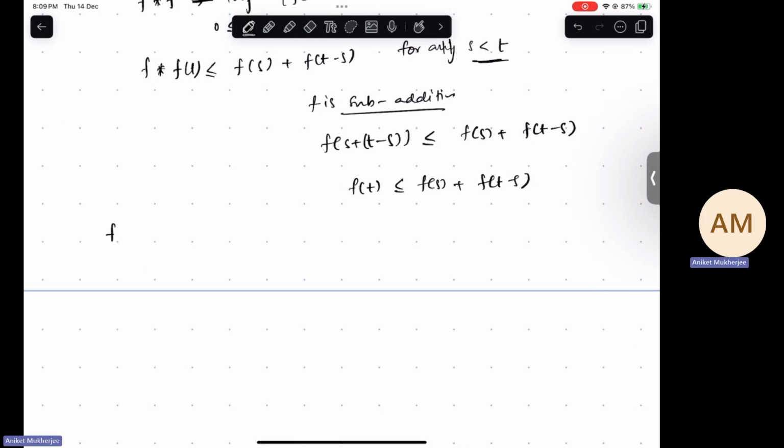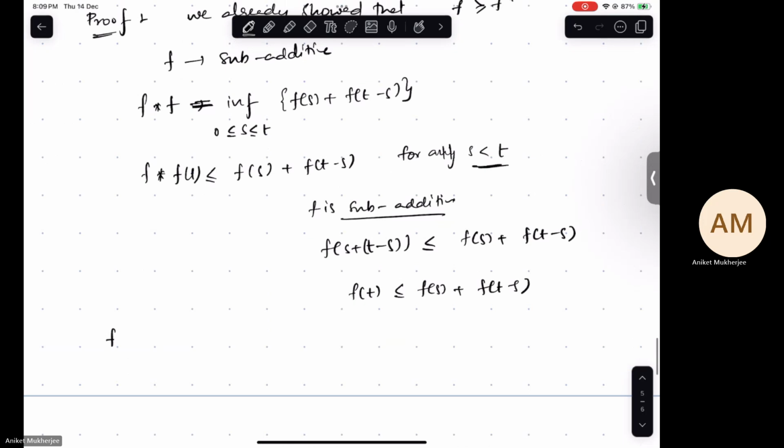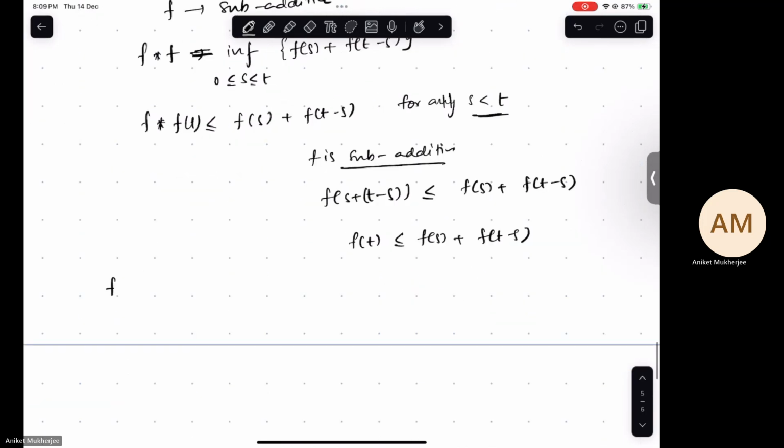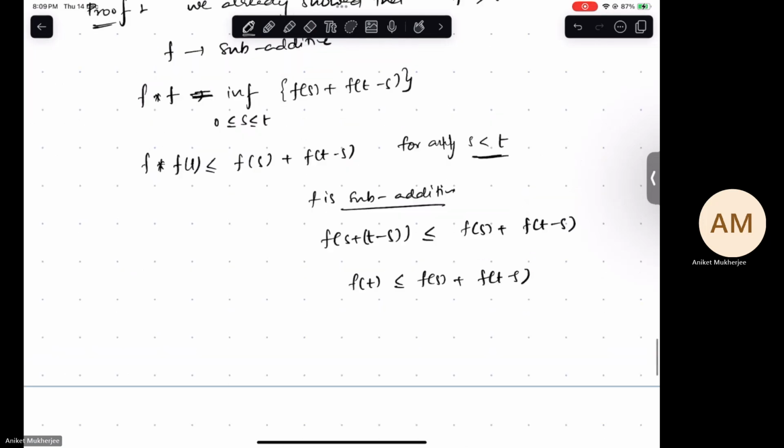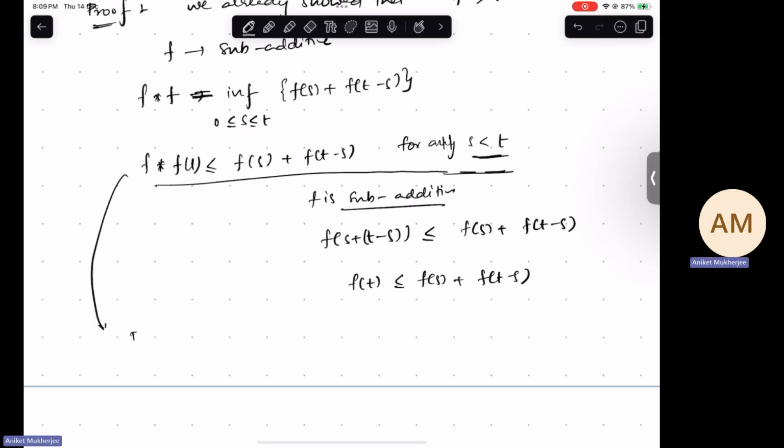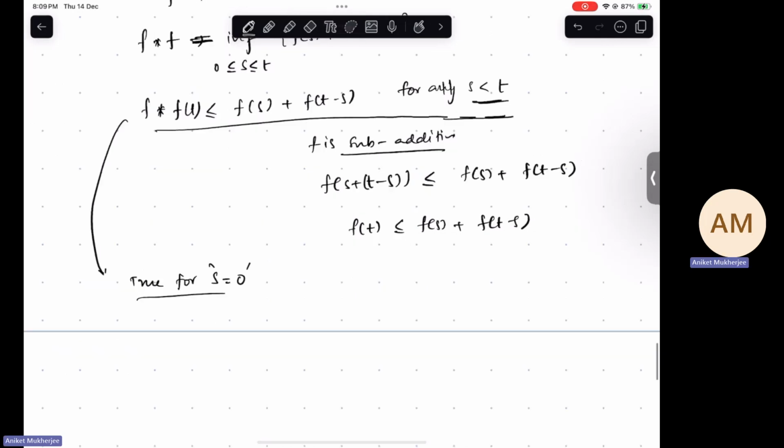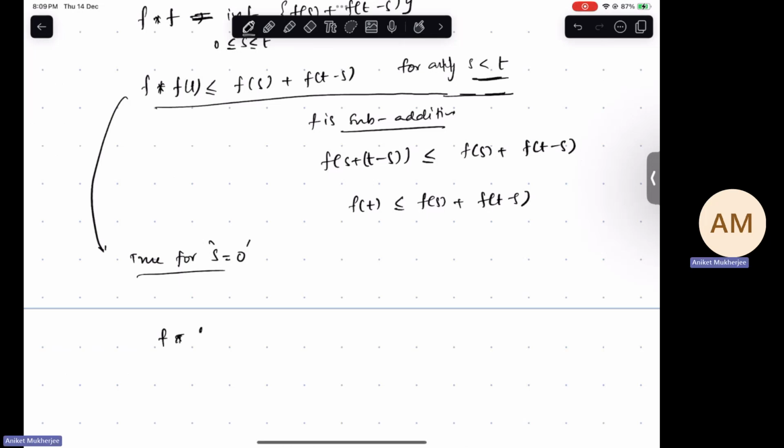So we have seen that f star is less than f. Okay, so now take this, right? This is true for s equal to 0, right? So f convolution f at t is less than or equal to f of 0 plus f of t.